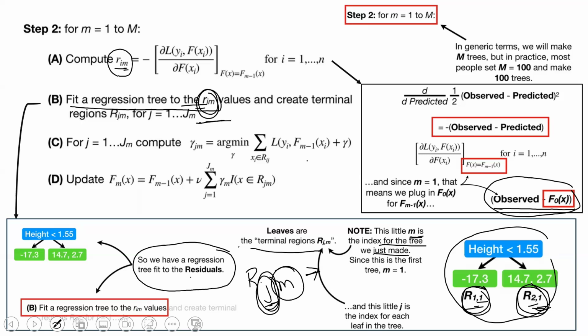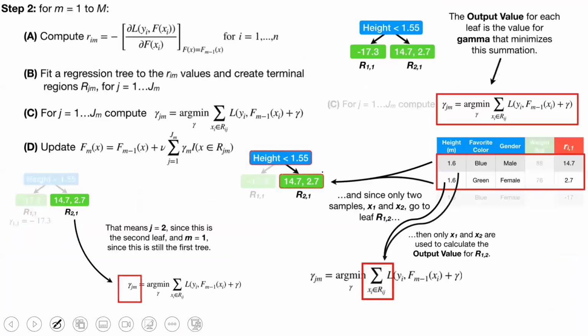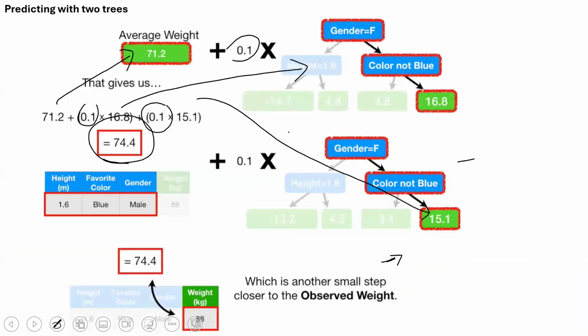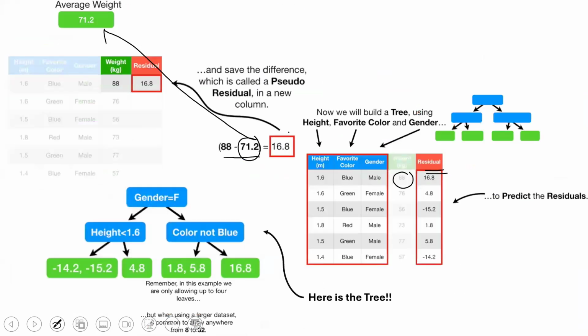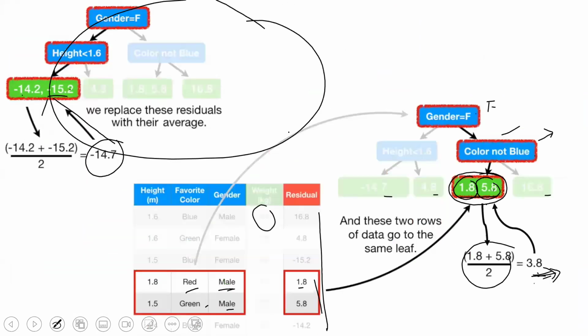Okay. Now let's move to this step C. What does step C say? For j is equal to 1 to J_m, compute gamma of jm. If you look at the algorithm, after constructing the tree, what you have done is you have taken the average of the leaves, right? You constructed the terminal regions.